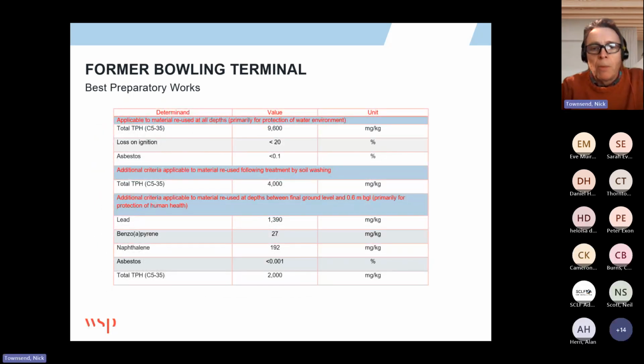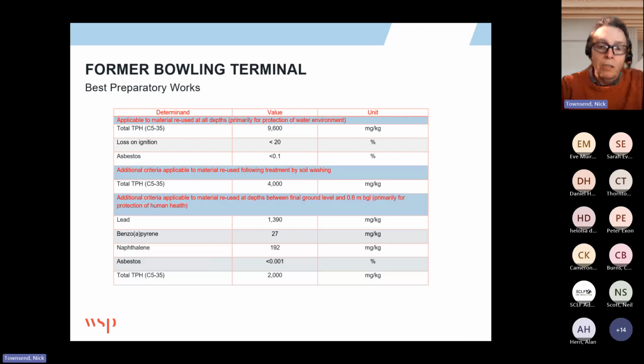So hydrocarbon impact was clearly the main driver, but risk to human health was also considered, with more onerous criteria being adopted for the upper 600 millimetres. The remediation criteria themselves were based on a commercial without buildings end use, and this was because the redevelopment design was not defined or known at the time and would require further raising of site levels to mitigate flood risk.